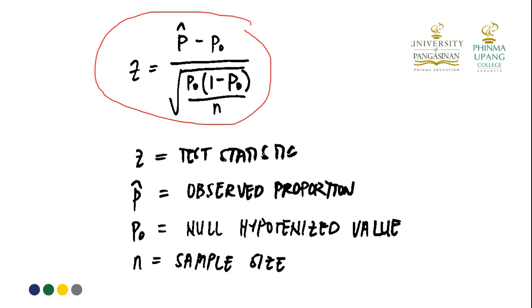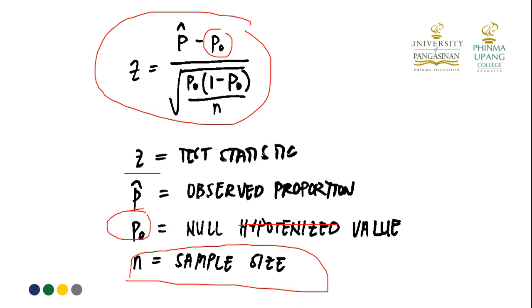So, ito po yung pagkuha ng Z value when it comes to population proportions. We have Z equals P hat minus P sub naught, all over the square root of P sub naught quantity of 1 minus P sub naught, all over N. Where Z is the test statistic, P hat is the observed proportion, and P sub naught is the hypothesized, mali yung spelling yan, that is the null hypothesized value, then N is the sample size.